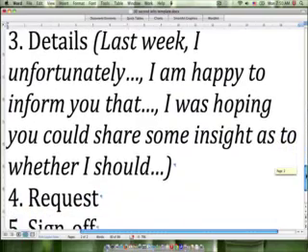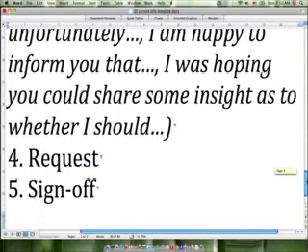Now let's go on to the fourth part of the letter, which is the request part. This is the third paragraph in the letter, and typically you will need to request something. So if you're writing a letter of complaint, you would be requesting some action. If you were writing a letter to a friend, depending on the situation, of course, this might not entirely be a request.